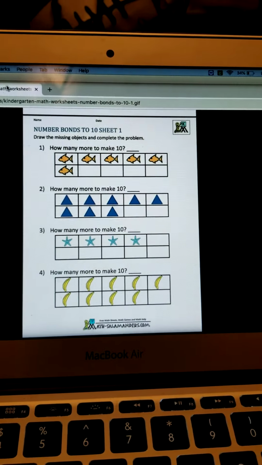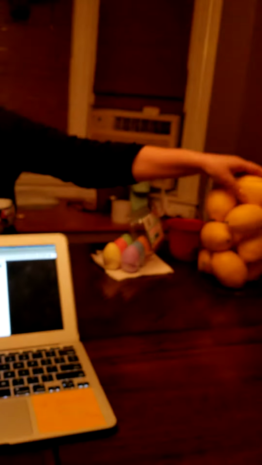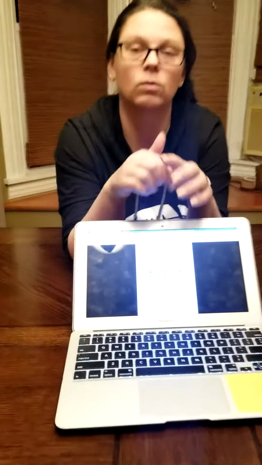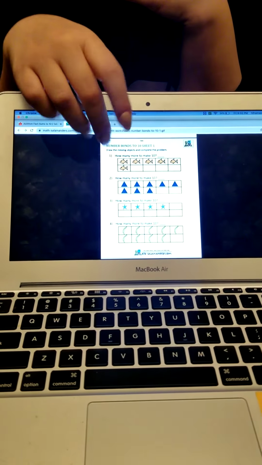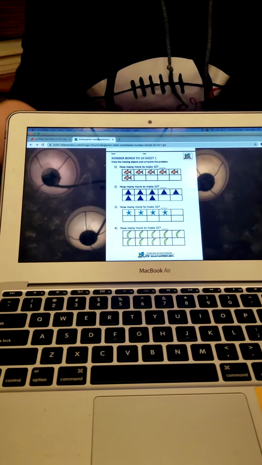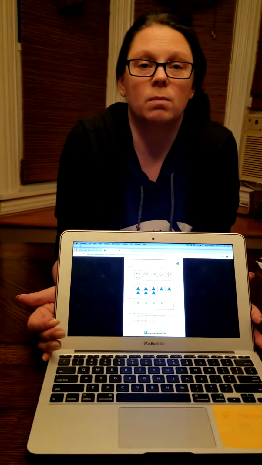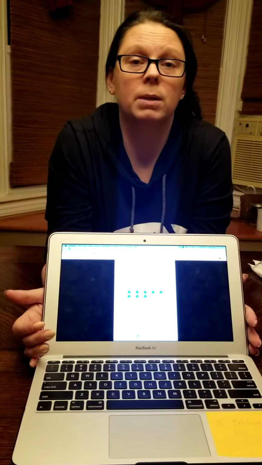So if you have a whole bunch of decorative lemons like I do, you can use that. If you have candy, you can use that and just act like it represents whatever's on the paper. So if they complete these 4 problems for me, you would send me a video of them doing it with some sort of manipulative, of them writing it and then giving the answer.